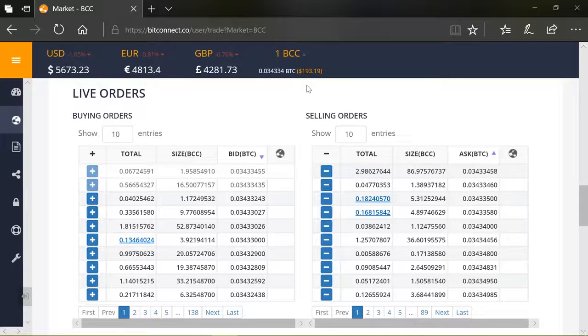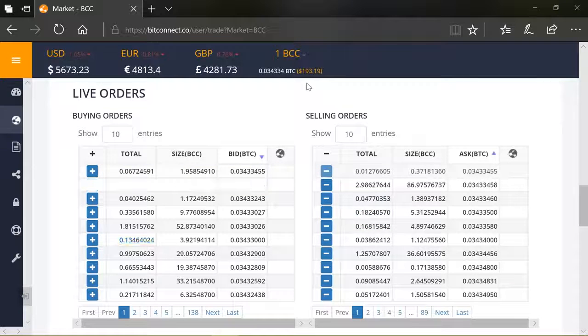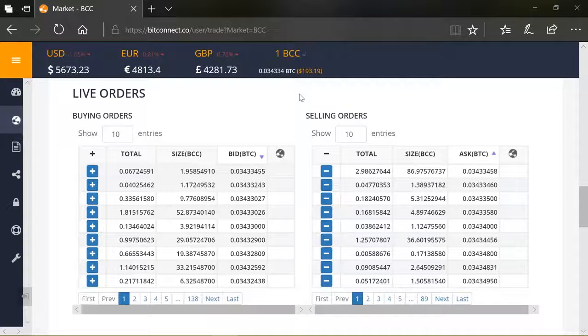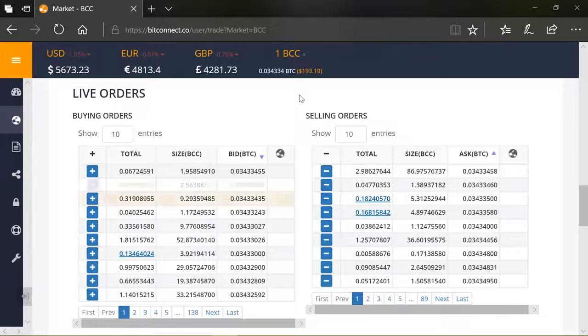So the value now has gone up. It's gone up about $60 in the last week. So it's now at $193. Earlier on today it was at $200. It's dipped a little bit. So now is a good time to sell my Bitcoin and buy some Bitconnect coins.